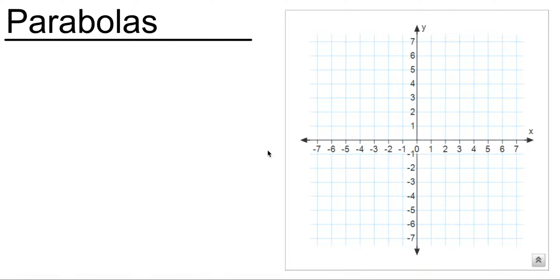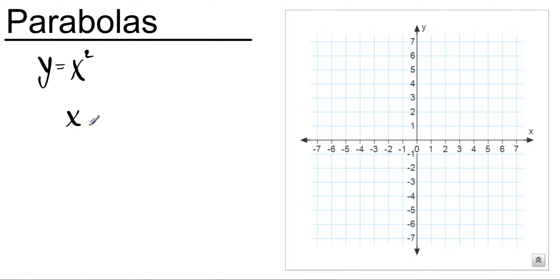In this ACT video, we're going to take a look at graphing parabolas. What I have for you here is a coordinate plane, and we're going to look at the equation y equals x squared. Now, this is just a basic parabola. We call this actually the parent function.